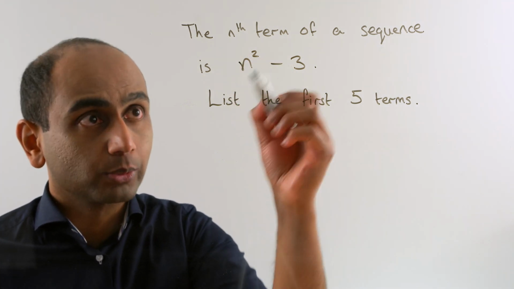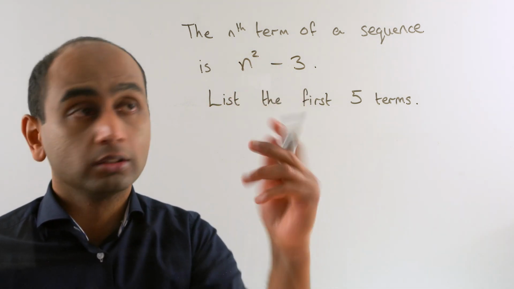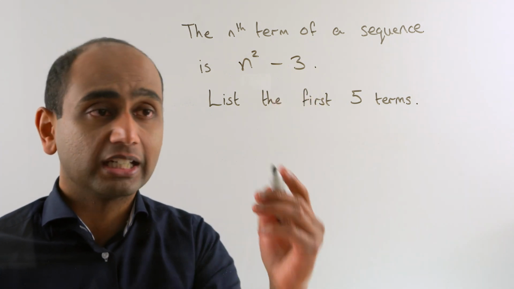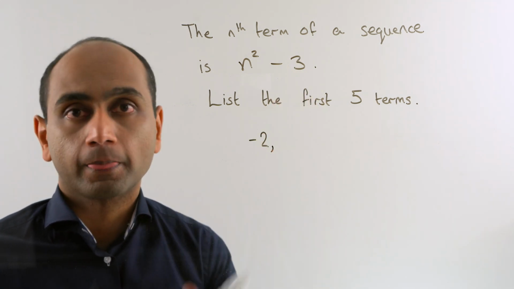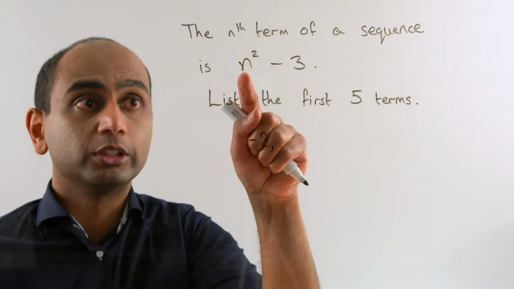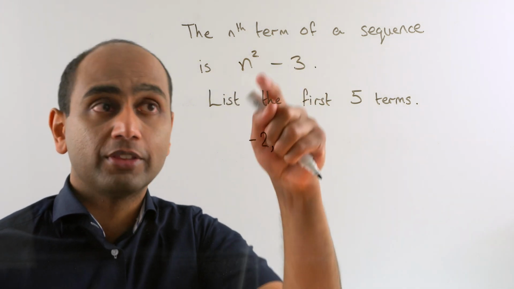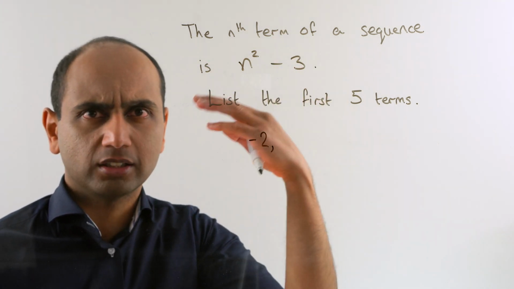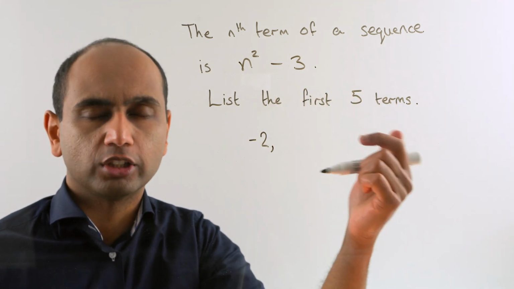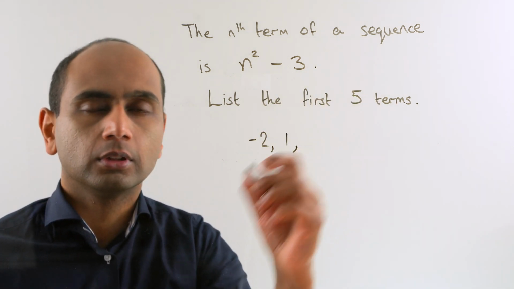Well, the first term, that's when n is 1. 1 squared is 1. Minus 3 from that, and we get negative 2. The second term would be what we get when we do 2 squared and then subtract 3. Well, 2 squared is 4. 4 minus 3 is 1.